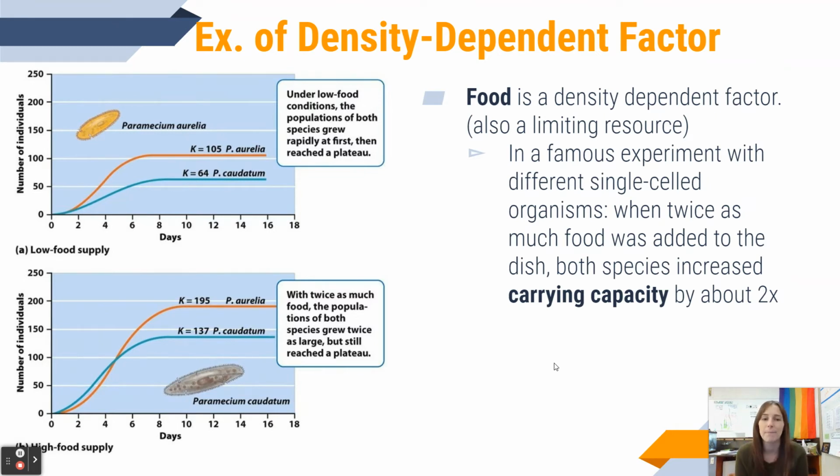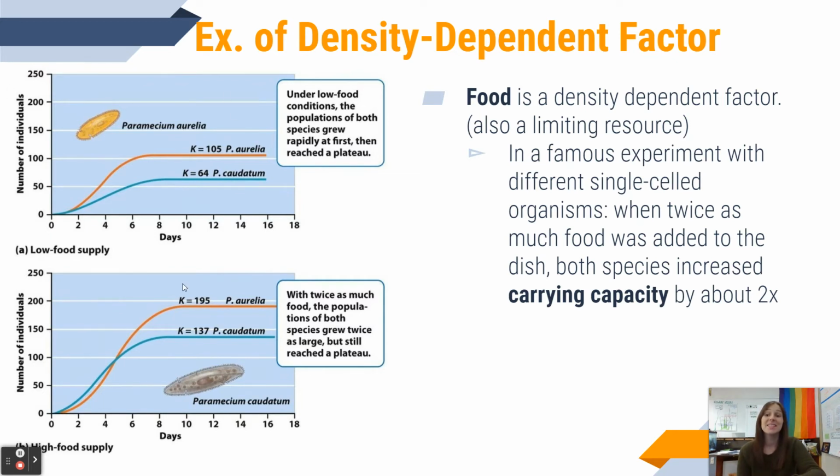This is an experiment where the scientist took some different single-celled organisms. They're called paramecium. They're individual little organisms here. At first, he gave them low food conditions. If you look, the red line up here on top is one of the paramecium species. The bluish green one is a second paramecium species. When they had a low food supply, at first they grew really rapidly, and that's because there was still food available. But then we see that they started to plateau, and that's when food was no longer abundantly available. So you started having some competition, and only a certain number of organisms could thrive here.